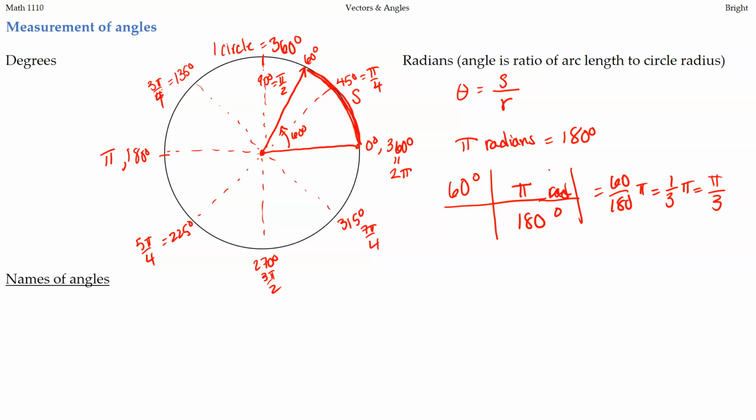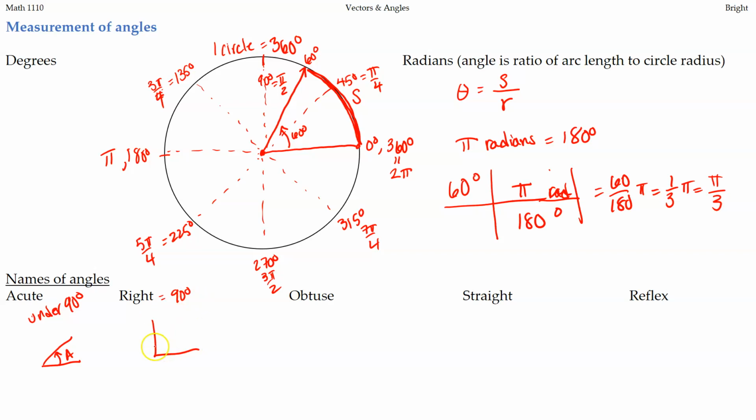Next, we have angle names and angle types. So there are all sorts of names here. Acute is given to angles that are under 90 degrees. If you can imagine something like this from here to here, that angle A would be acute, and that's something that you'll see in a moment. A right angle is precisely 90 degrees, or pi over 2 radians. We typically communicate that with a box, as you might remember. Obtuse is anything that is greater than 90 degrees.